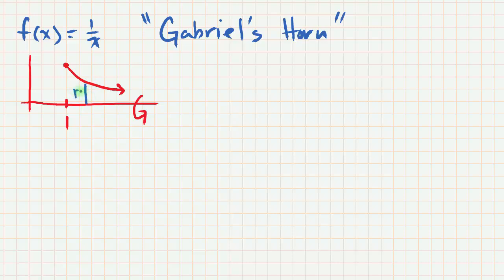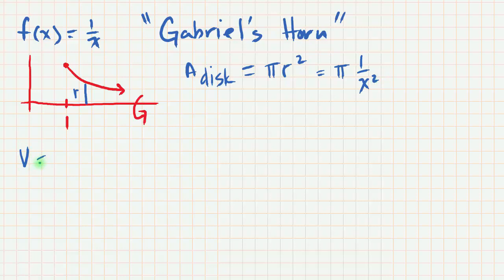This will be the radius of the corresponding disk, and the area of a disk is pi times the radius squared. The radius in this case is the function, so we will have pi times 1 over x squared. Therefore, the volume will be the integral from 1 to infinity of pi times 1 over x squared.